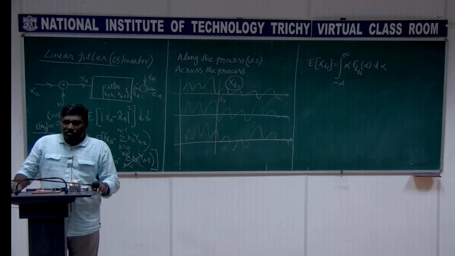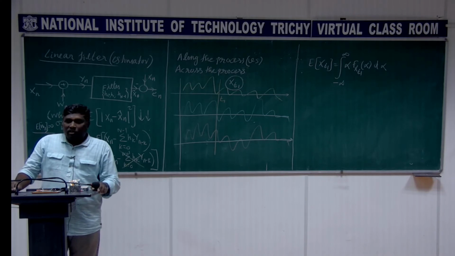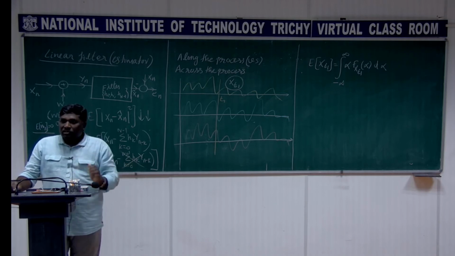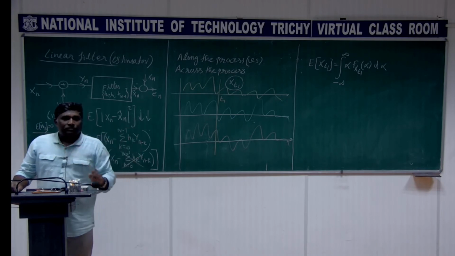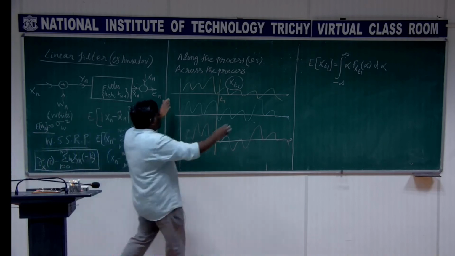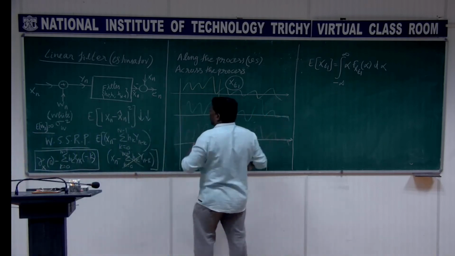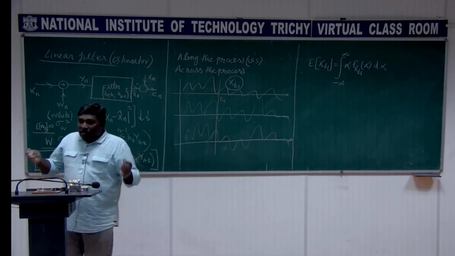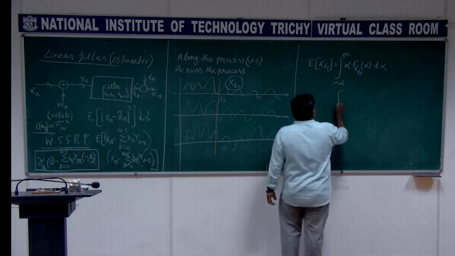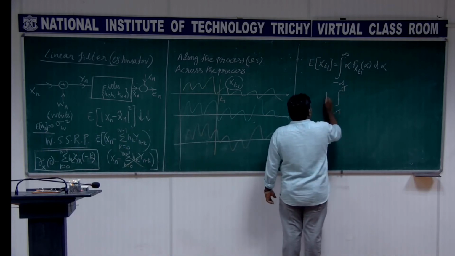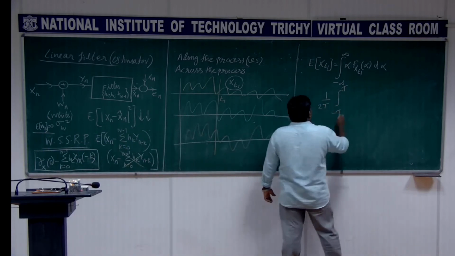There is a special class of random process, which we call ergodic random process, in which whatever you compute, the mean for example, across the process, if it happens to be the same as along the process, where you take only one outcome, and I can find out the mean of it. If I want to find the mean along the process, it is actually about time, for example from minus T to plus T, and you are taking this average, right?